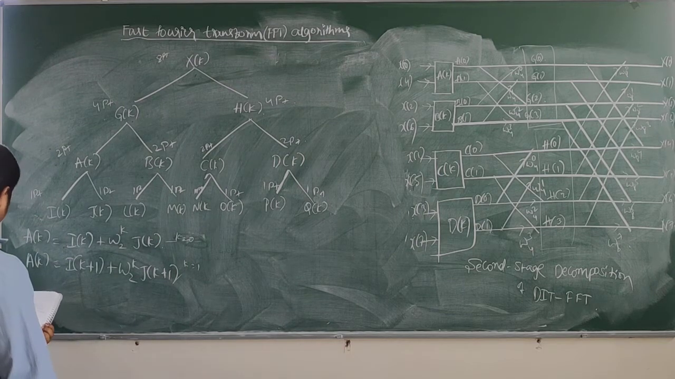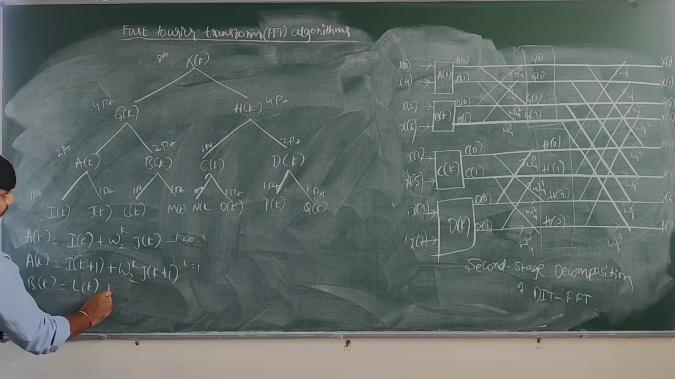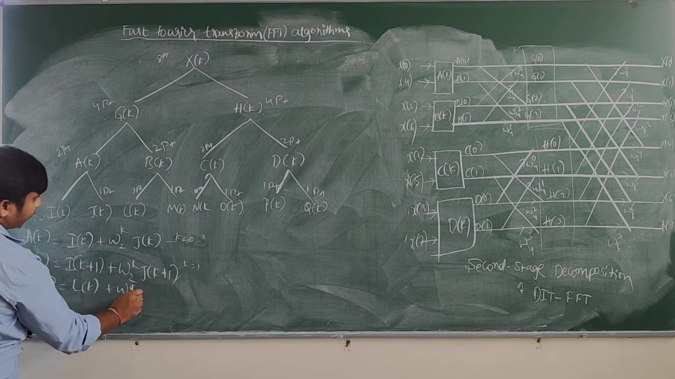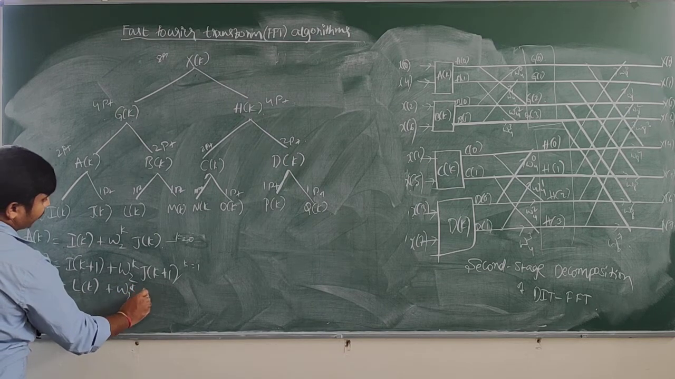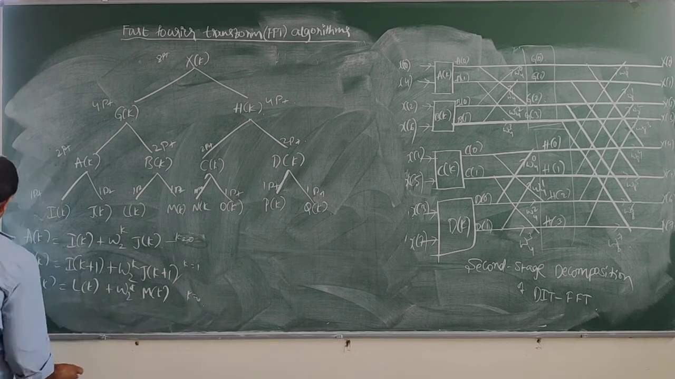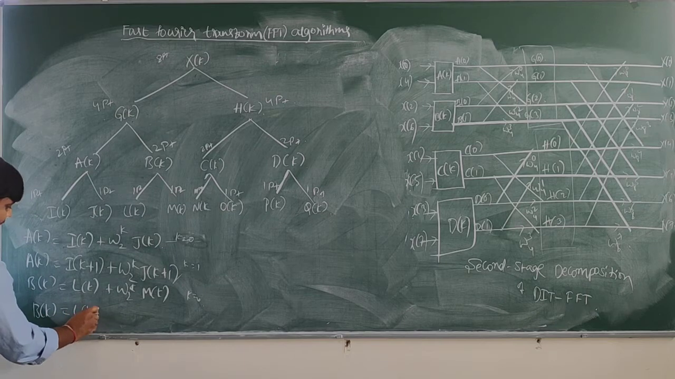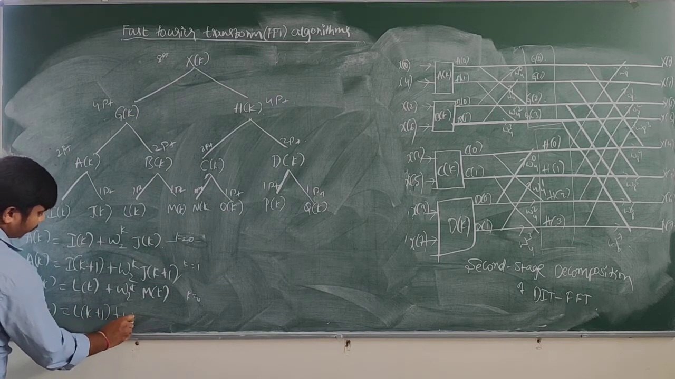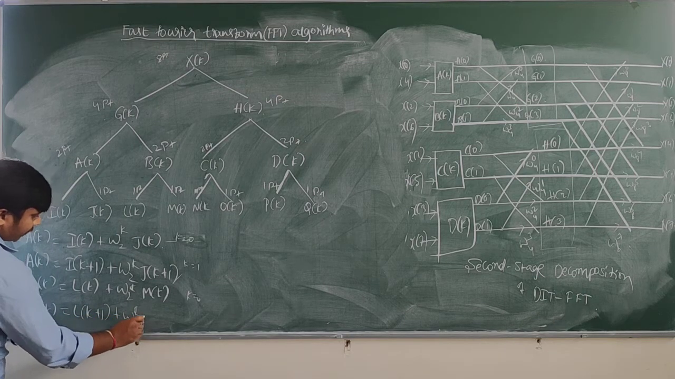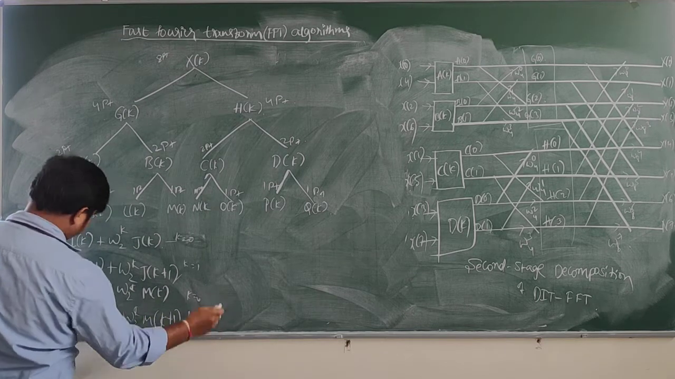So similarly for b of k, b of k is equal to L of k plus w2 power k into m of k for k is equal to 0. Okay, so then b of k is equal to L of k plus 1 plus w2 power k into m of k plus 1 for k is equal to 1.